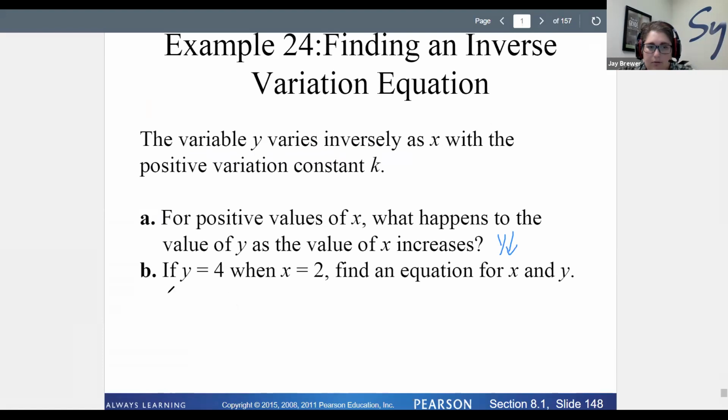Next thing we want to do is find our equation for x and y. So we have y equals k over x. And we're given 4 for y and 2 for x. So then k equals 8. So then our equation should be y equals 8 over x.